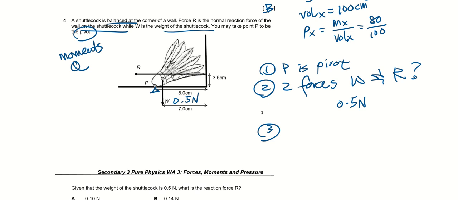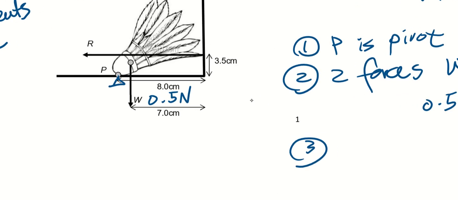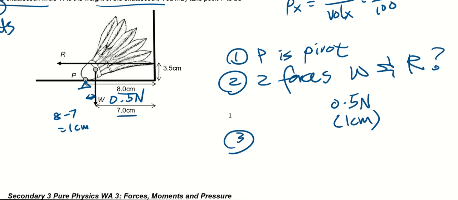So pivot is here. Let's look carefully at this diagram. If here is 7 cm, here is 8 cm, W's perpendicular distance to the pivot is actually 8 minus 7 equals 1 cm. So let me write my perpendicular distance for W over here under its weight.